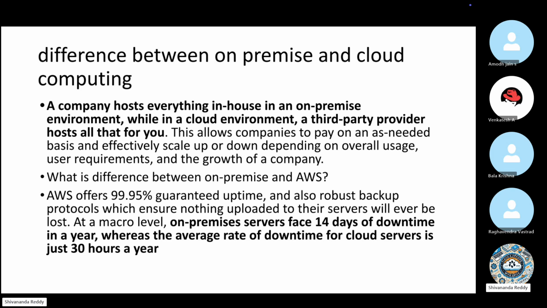So a third-party provider hosts all that for you, and this allows companies to pay as they need it, along with effectively scaling up. That means you can use third-party providers to store your data. Instead of you creating your resources, the third party creates them and allows you to use them. That is called on-prem versus cloud. On-prem is you are managing; in the cloud, the cloud provider will manage. Okay.